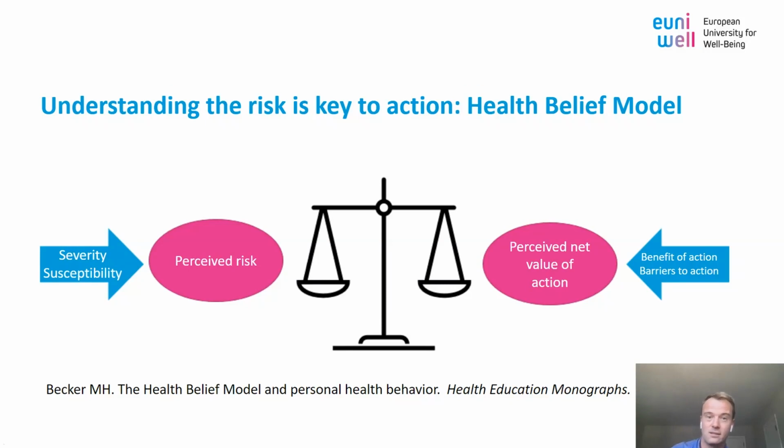The second component, just seeing the left, is susceptibility. Very important question. Am I susceptible to this disease? Can I get it? Am I one of those people, so to say, in plain language, who will likely get this disease? Or am I more protected from this? It's a very interesting question and can lead to much misunderstanding. So this is something that needs to be very much clarified in our messaging. But these two components together form this idea of a perceived risk.